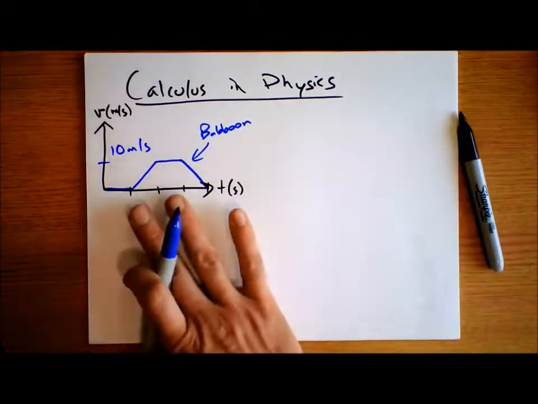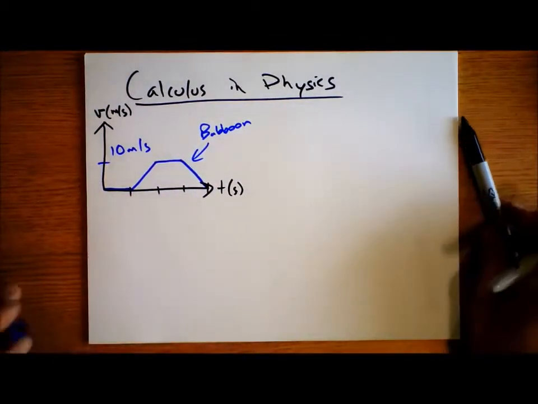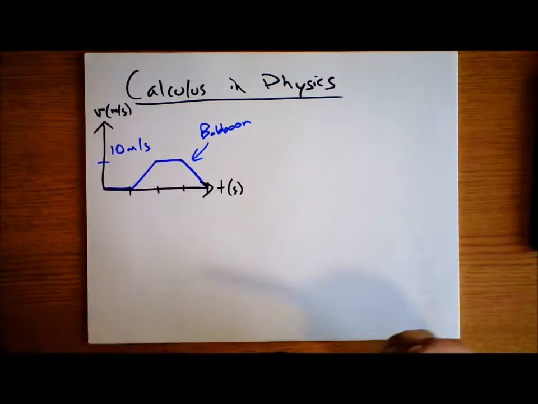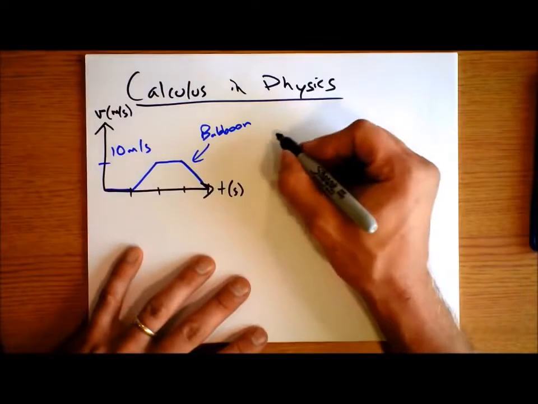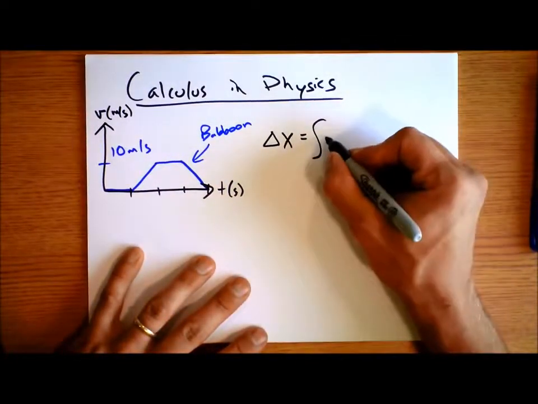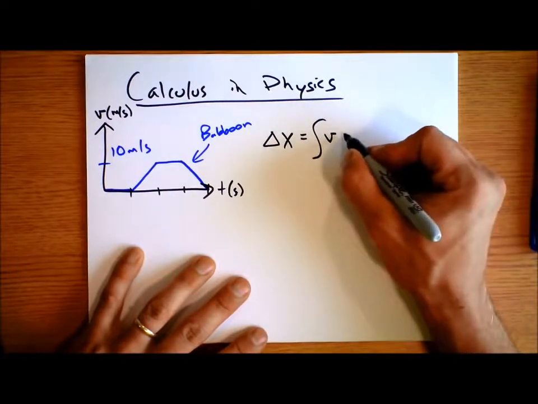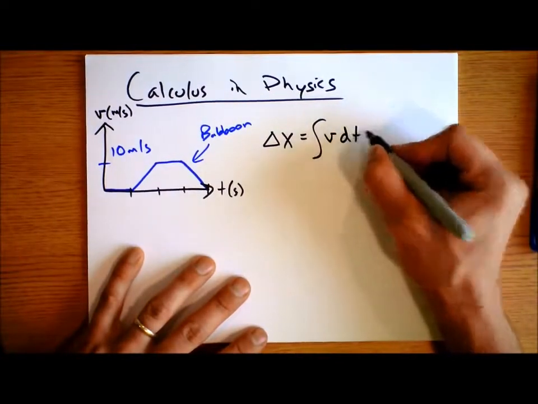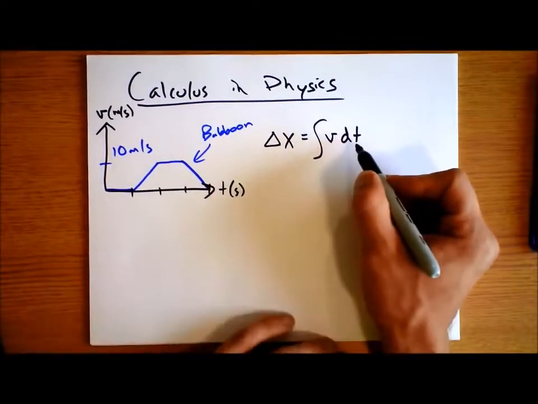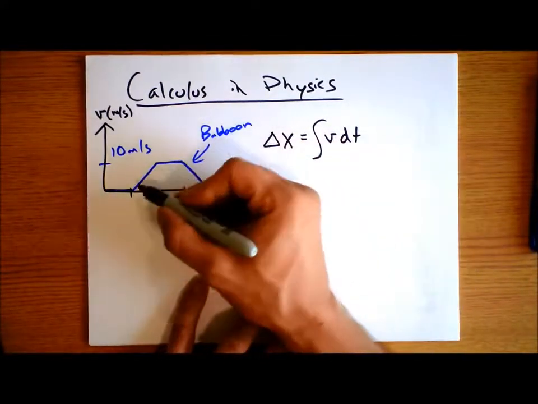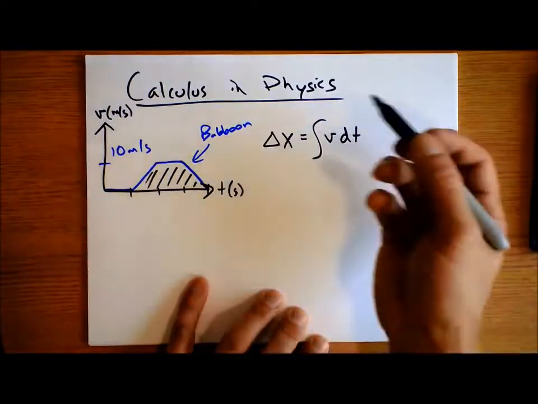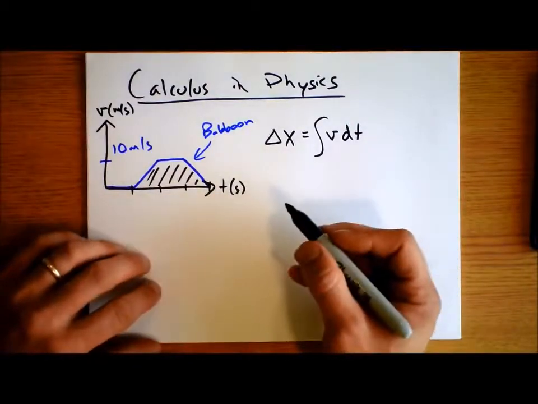What we could ask after showing you a graph like this is, how far has the baboon gone? And that's a simple calculus problem, because we know that displacement is the integral of velocity over time, dt. So we need to take the velocity and integrate it over time, and that means that we're just finding the area underneath this curve. So let's just look at it geometrically. This is a very simple problem.